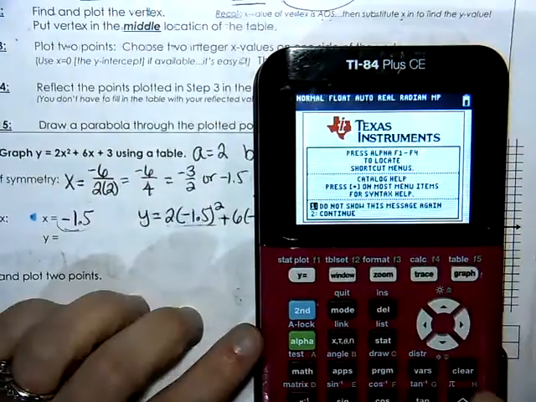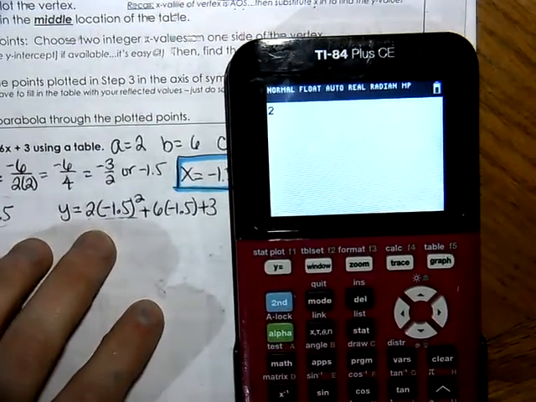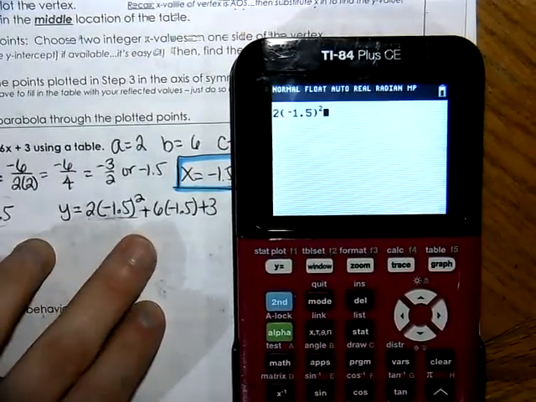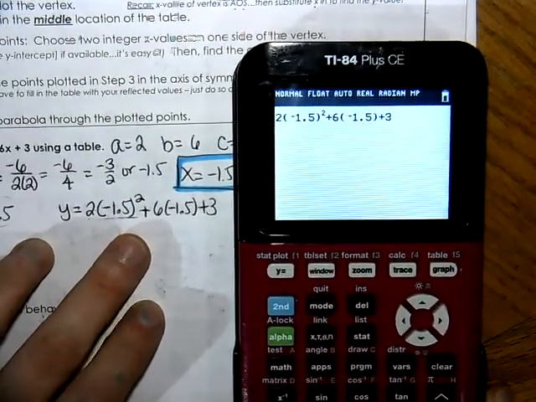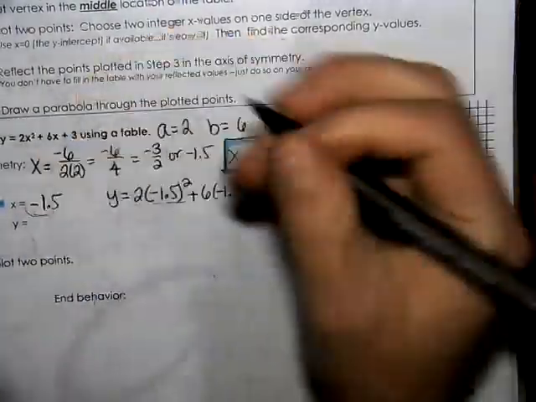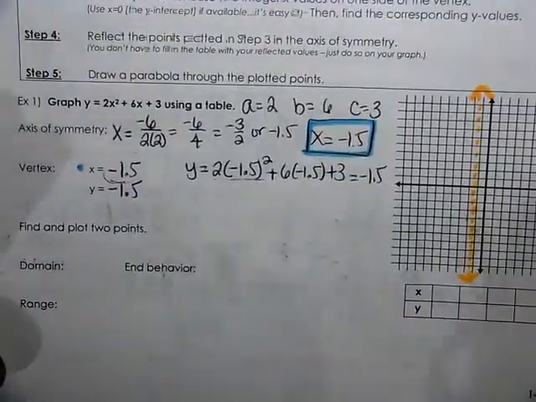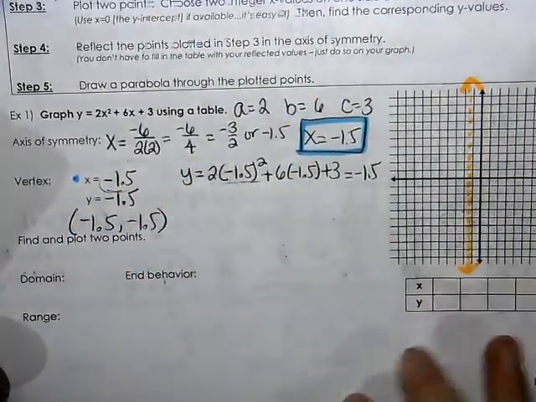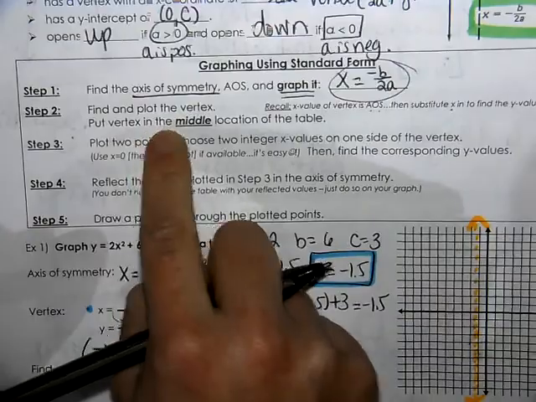So I'm just going to take out a quick calculator. You can use any calculator to make this calculation, but I'm going to enter it into my calculator exactly as I see it. So I'm going to write 2 parentheses negative 1.5 squared plus 6 times parentheses negative 1.5 plus 3. I'm going to press enter, and I end up with negative 1.5. So negative 1.5 is my y value of the vertex, and I can write it as an ordered pair of negative 1.5, negative 1.5.